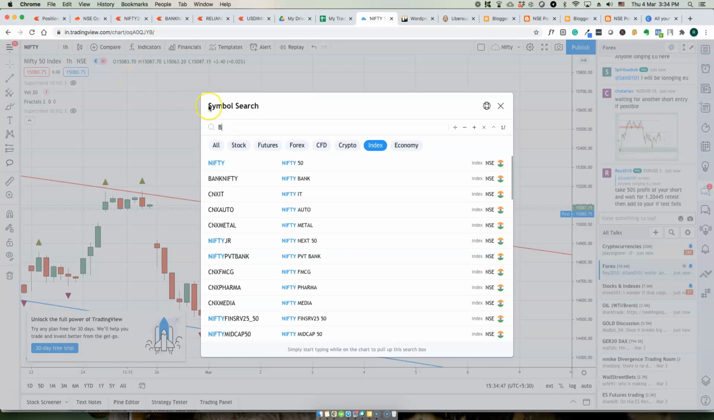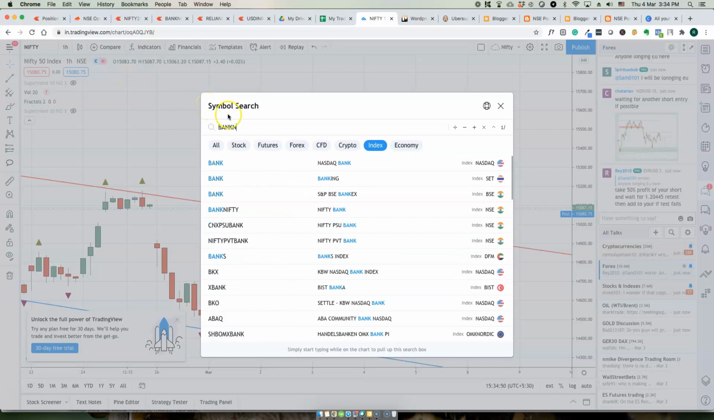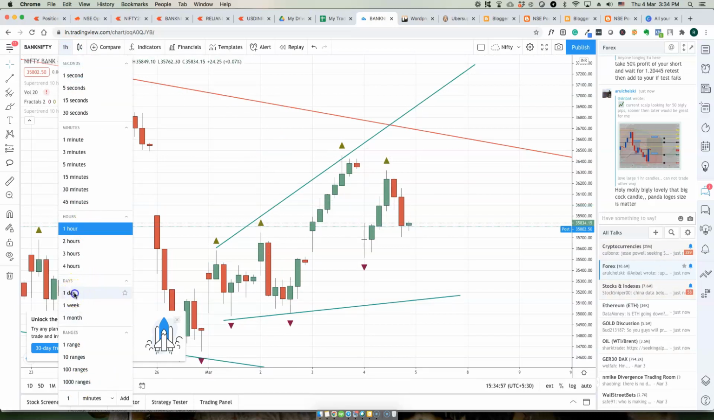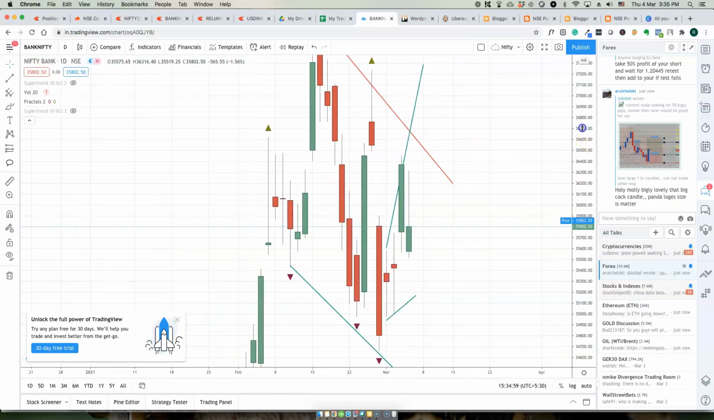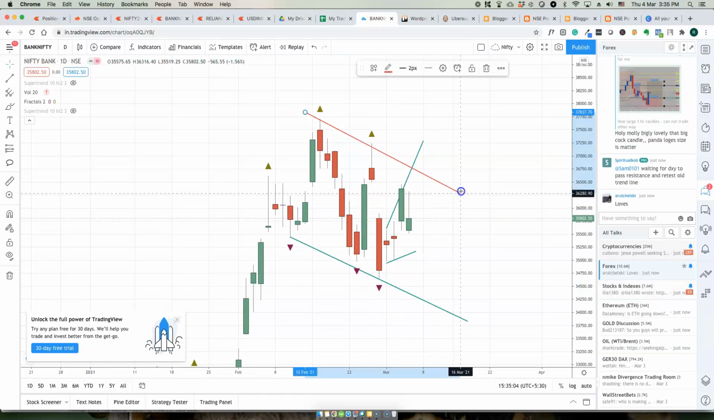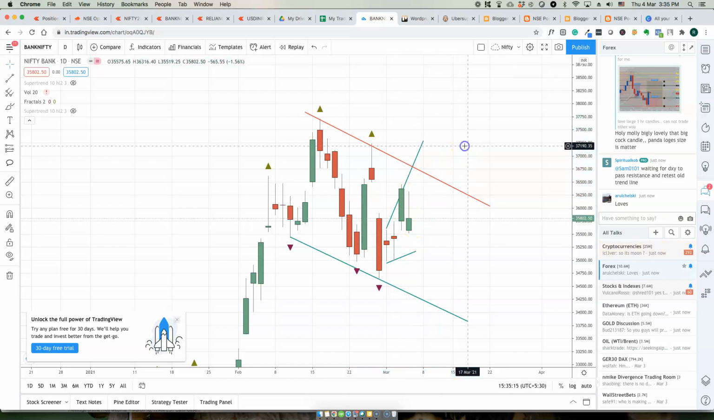Let's look at Bank Nifty. Let's go for daily first. So this is the daily one. The trend levels are the same. I think we're still continuing with this range bound session in Bank Nifty. This candle is almost inside yesterday's candle, so it's a range bound session. The levels didn't change for daily levels. Let's see the hourly.